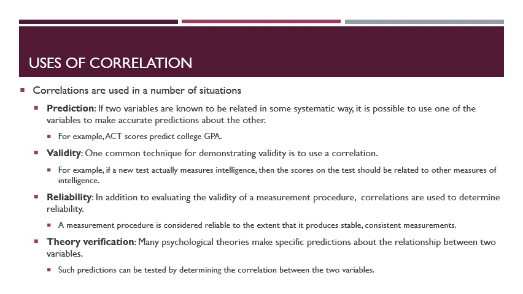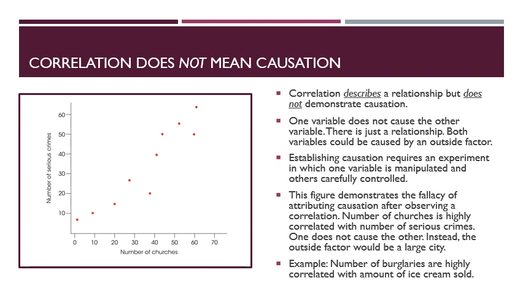Another way to use correlation is for validity. For example, if a new test measures intelligence, then the scores on this new test should be related to scores on other measures of intelligence. We can use correlations for reliability. We can use correlation for theory verification, to test to see if there is an actual relationship or correlation between two variables. One thing that is really important for us to understand is that correlation does not mean causation.